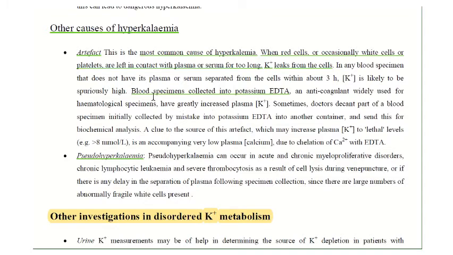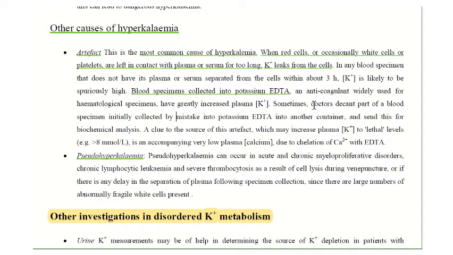هاي حالة. والحالة الأخرى أنه إذا ال blood specimens collected in potassium EDTA، إذا العينات مالت الدم انجمعت في التيوب مالت البوتاسيوم EDTA اللي هو an anticoagulant يستعمل بشكل واسع للهيماتولوجيكال specimens، و have a greatly increased plasma potassium concentration. فهنا هذا يزيد greatly increased plasma potassium concentrations.